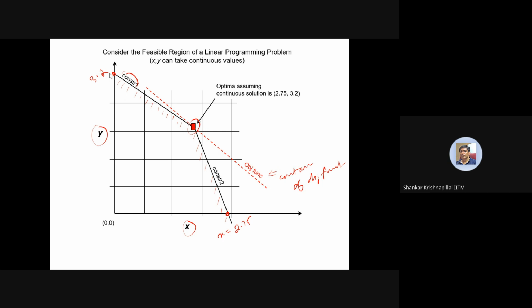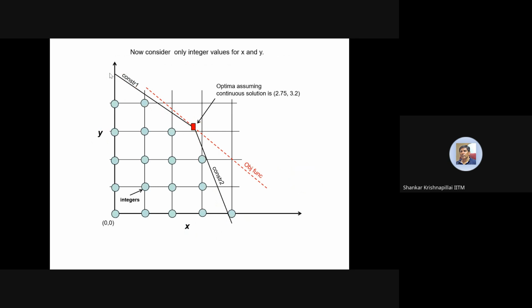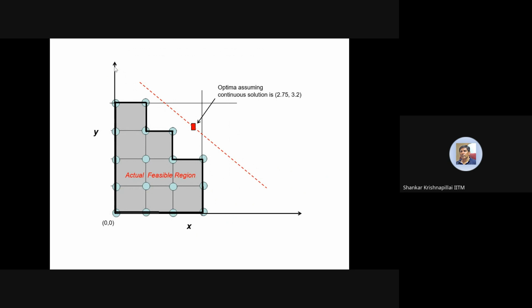Now let us assume that x and y can have only integer values. These blue dots are the integer values, and these blue dots represent the feasible region. For example, this integer is out of the feasible region, and this integer is out of the feasible region. The blue dots represent the feasible region. So this is the actual feasible region if you allow x and y to have only integer values.